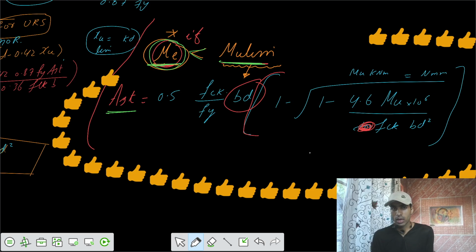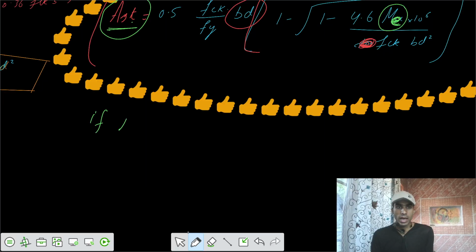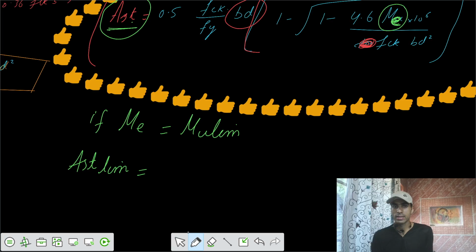You can solve Ast corresponding to M external. So corresponding to this condition at the top, you had to write Ast corresponding to M external. But if the second case is that M external equals Mu limiting, we had to solve for Ast limiting. We need to get the value of Ast as Ast limiting, and similarly in the root of that equation we have to keep the equation of Mu limiting.